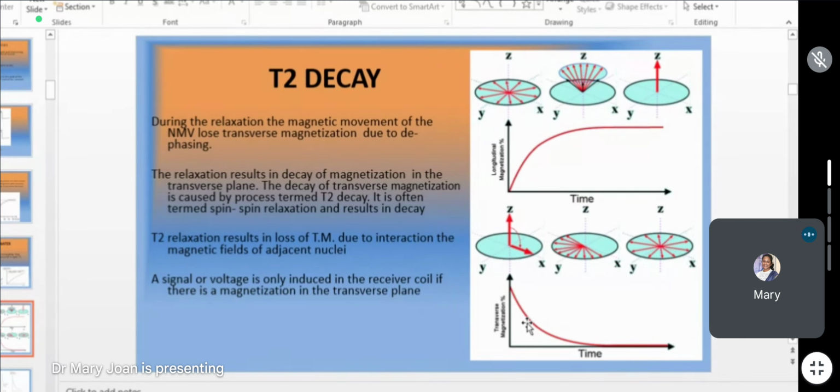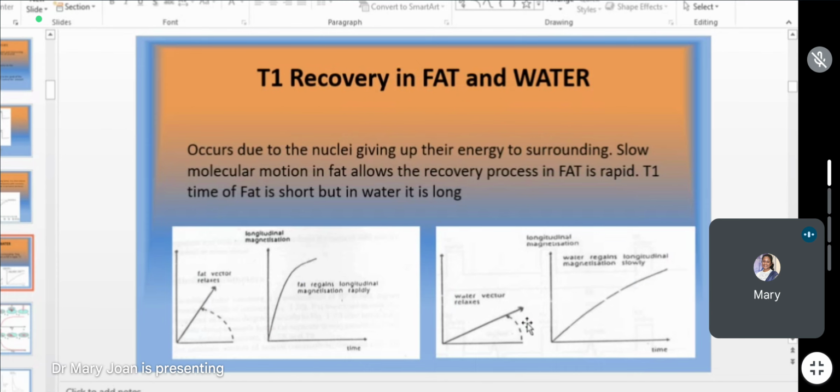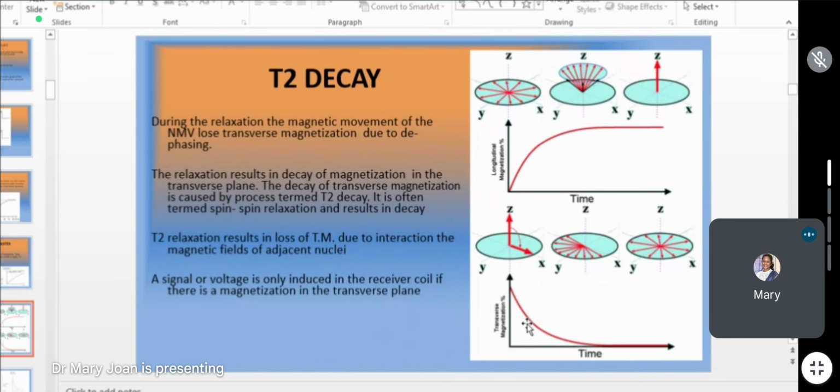And T2 decay. T1 is recovery and T2 is the decay. During the relaxation, the magnetic moment of the NMV loses transverse magnetization due to dephasing. The relaxation results in decay of magnetization in the transverse plane. The decay of transverse magnetization is caused by the process termed T2 decay. It is often termed spin-spin relaxation. There it was spin-lattice relaxation, and here in T2 it is spin-spin relaxation. T2 relaxation results in loss of transverse magnetization due to interaction of the magnetic fields of the adjacent nuclei.